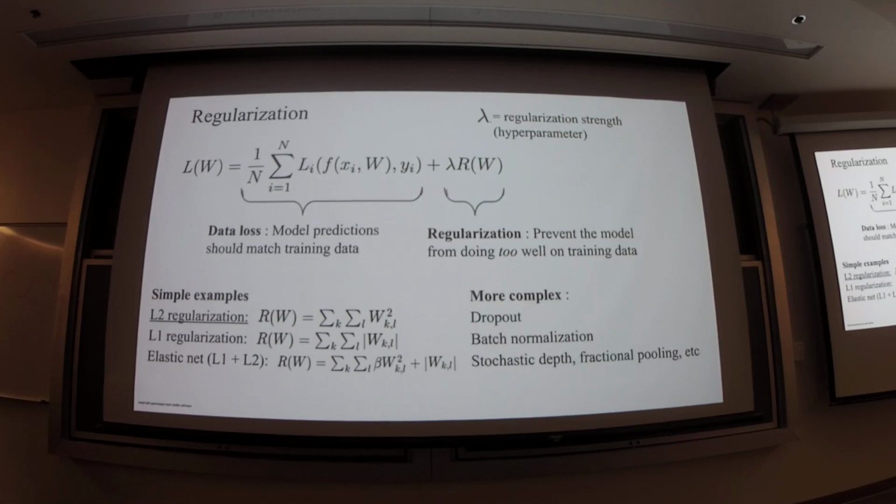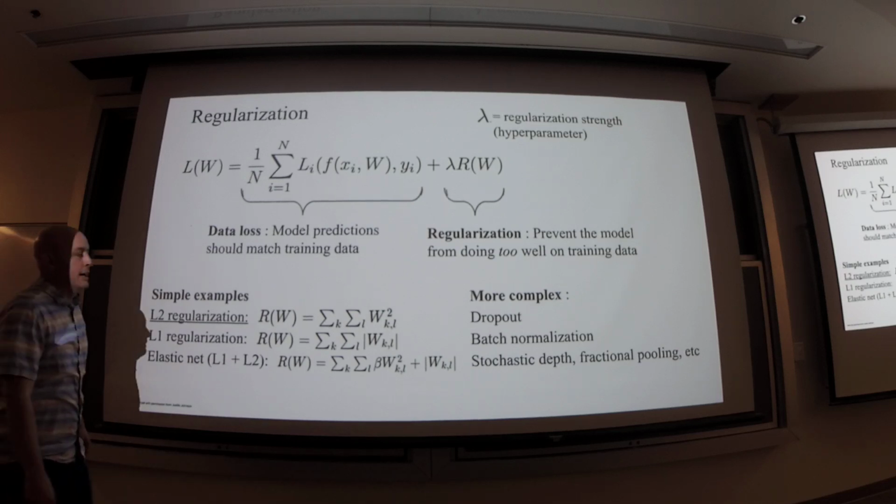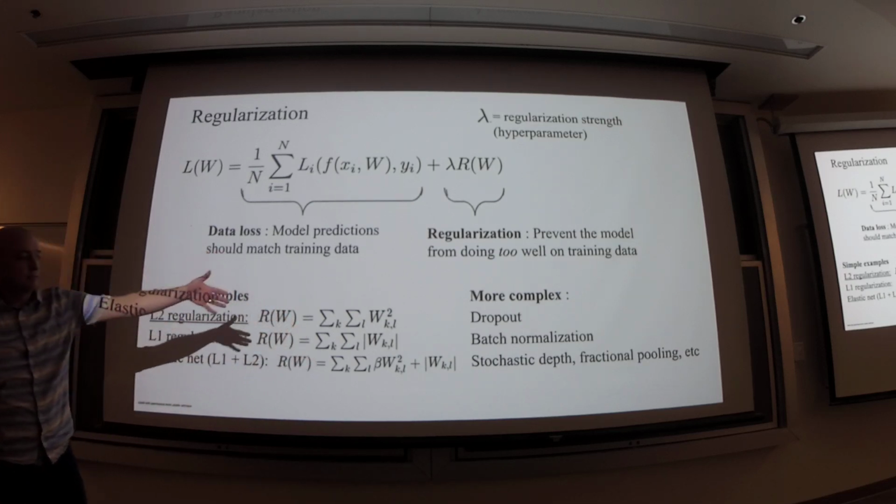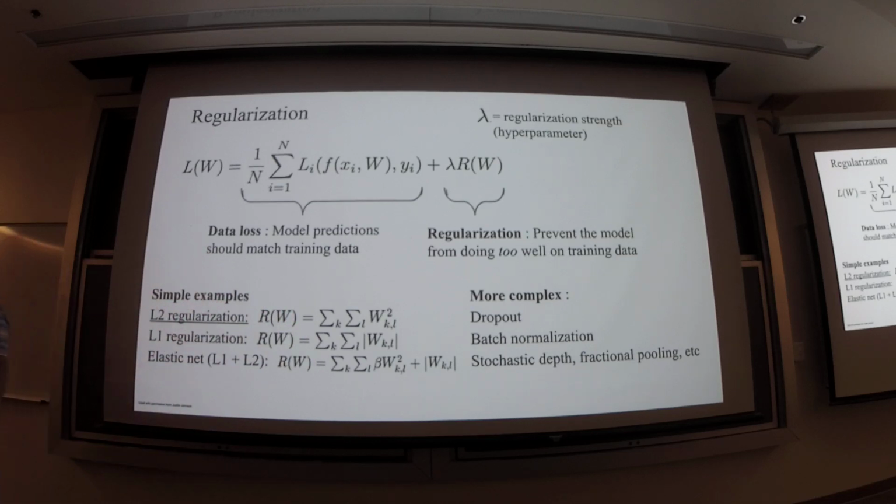There are definitely way more complex ways of doing regularization, especially with neural networks. We're going to talk about some of these ideas. Dropout and batch normalization are really important ideas in regularizing neural networks. I won't say what they are now, but we'll talk about them later in the class. There are also lots of other ways to regularize.